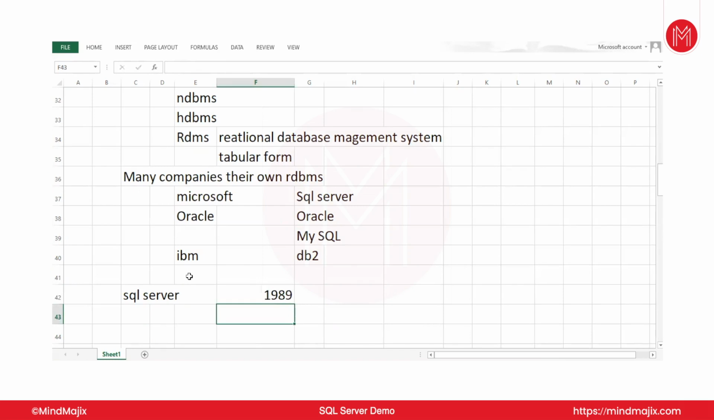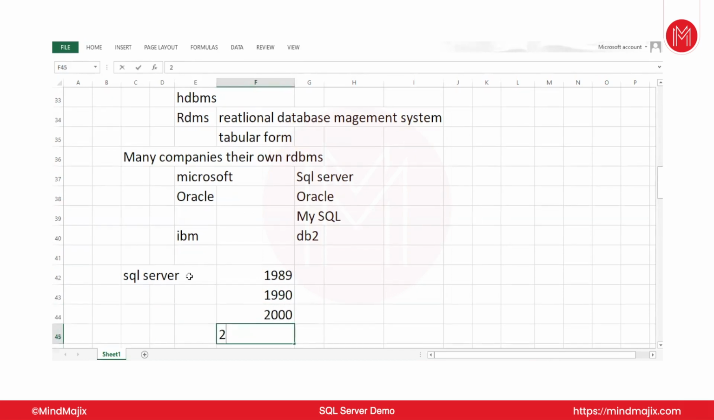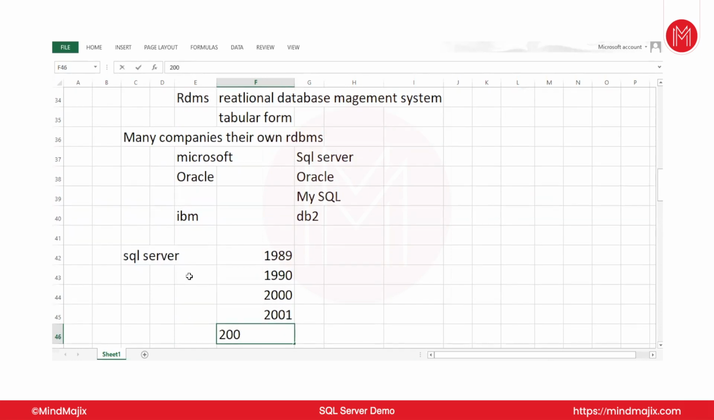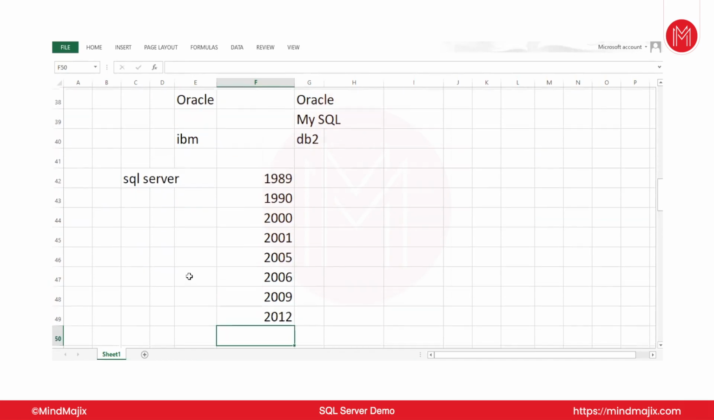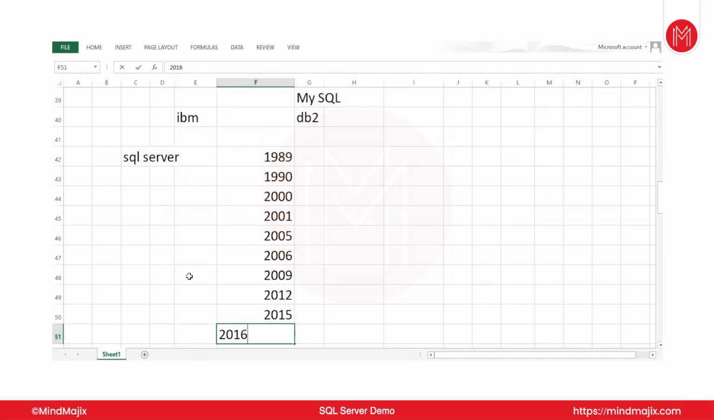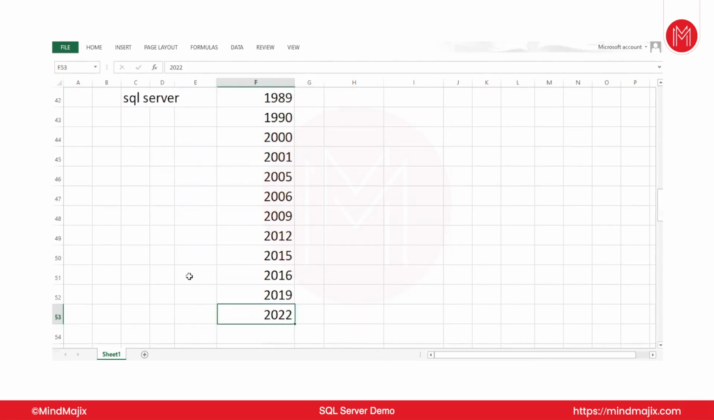Later, new versions came into existence in 1990, 2000, 2001, 2005, 2006, 2009, 2012, 2015, 2016, 2019, till 2022. This is the latest version. It was only released recently, in June. Most people right now are using this one, and we are going to use this version.